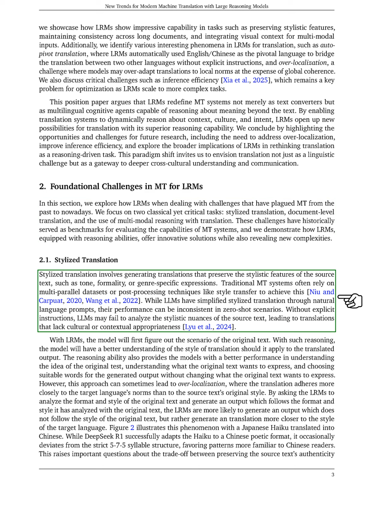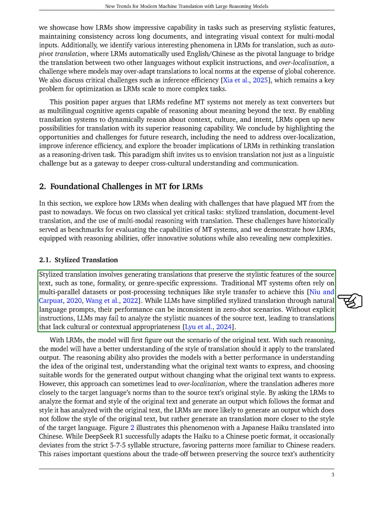Stylized translation requires us to generate translations that maintain the stylistic features of the original text, such as tone and genre. Traditional MT systems often depend on extensive datasets or post-processing techniques to achieve this. While large language models, LLMs, have made stylized translation easier through natural language prompts, their performance can be inconsistent, especially in zero-shot scenarios. Without clear instructions, LLMs may overlook the stylistic nuances of the source text, resulting in translations that lack cultural or contextual relevance.